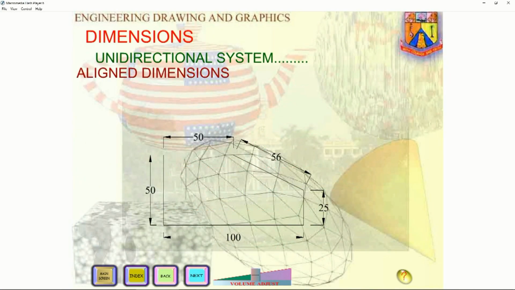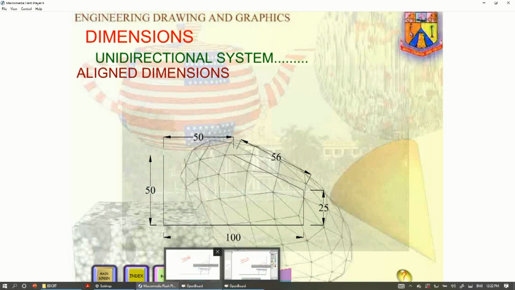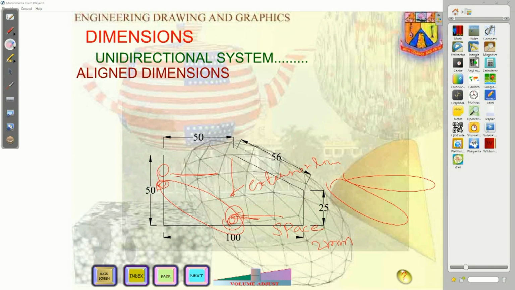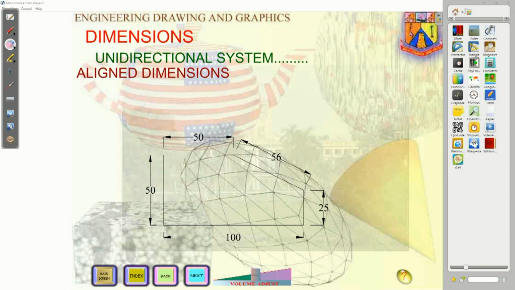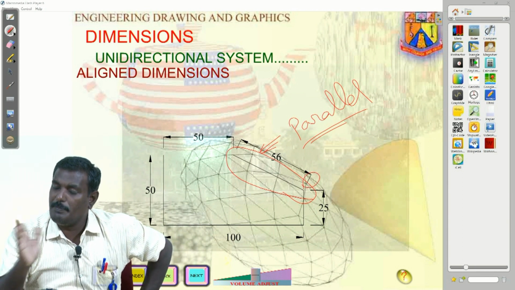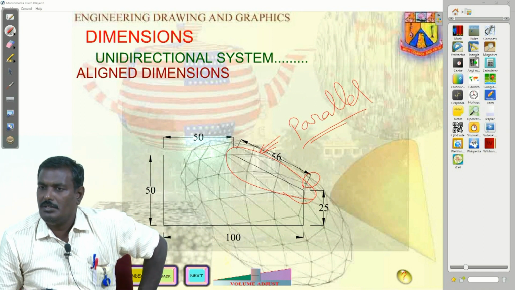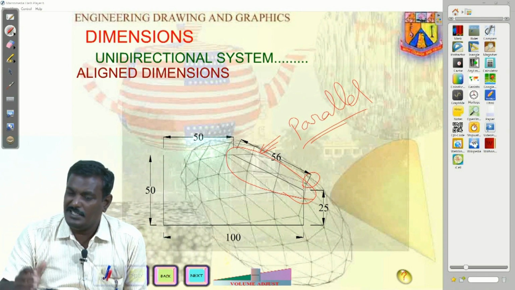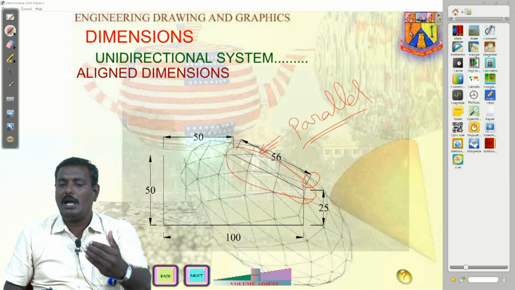Now aligned dimensions. In these aligned dimensions, try to see here, the dimension line is parallel to the object edges. The extension lines should be perpendicular to that object, and so should the dimension lines. So these types of dimensions we call aligned dimensions.